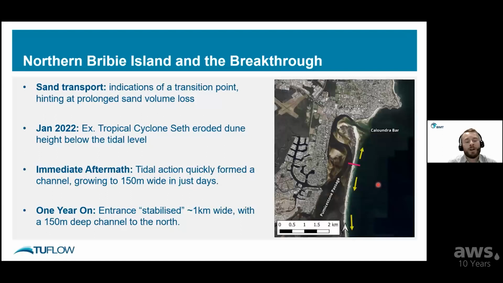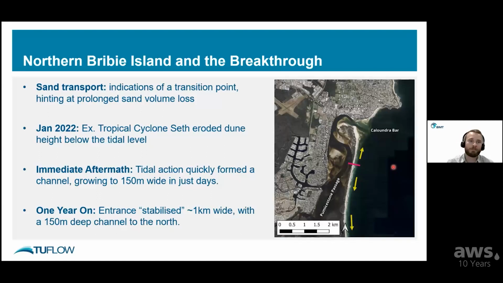So Northern Bribie Island has long shown indications of there being a transition point between the longshore transport. As we said before, most of Southeast Queensland receives northerly longshore transport, but Bribie Island itself typically has a net southerly transport regime. And this transition point is right about up here where that breakthrough occurred. This hints that there's been prolonged sand volume loss, and you can see that in the island, how narrow it gets in this section.